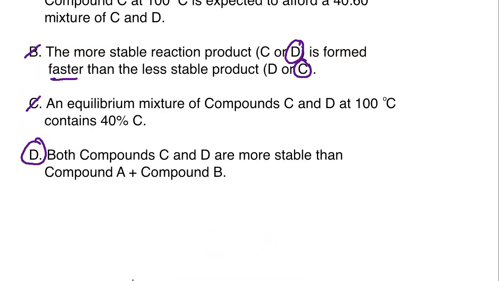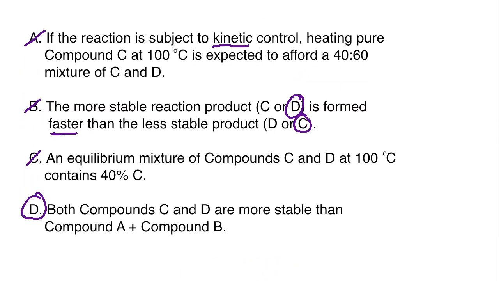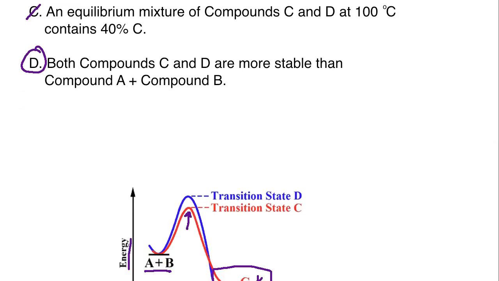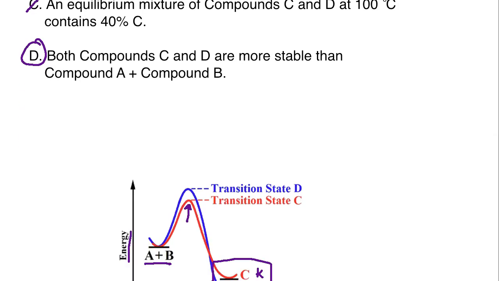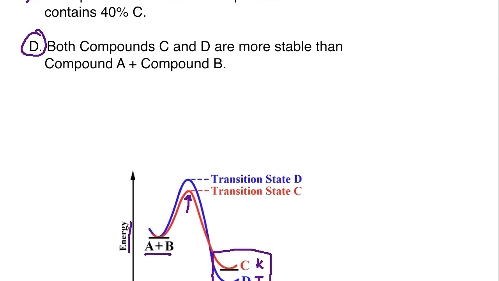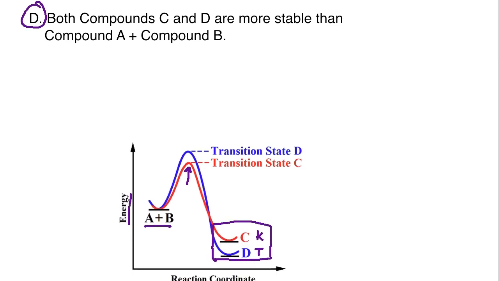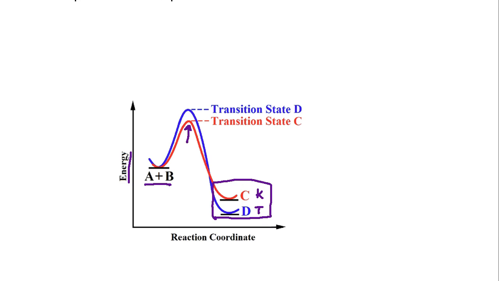These other potential answers required a lot of back and forth with looking at kinetic control, thermodynamic control, stability, all of that sort of stuff. D was an appealing answer, and it is the correct answer. Both compounds C and D are more stable than compounds A and B, and you can see that simply from the energy diagram. Now again, how do we know to draw this? Because the reaction told us that we had an exothermic reaction. So we're making a general reaction coordinate diagram here.